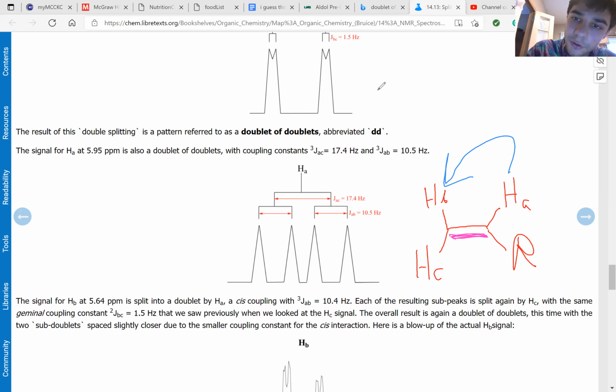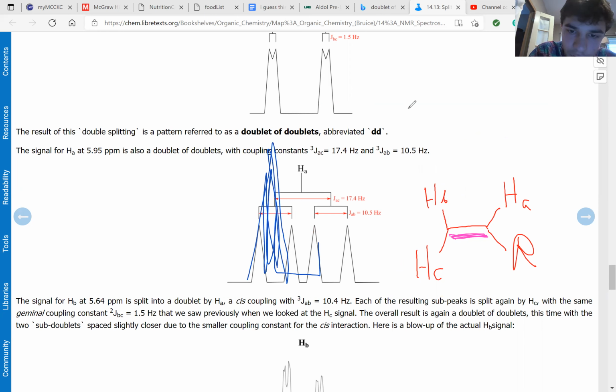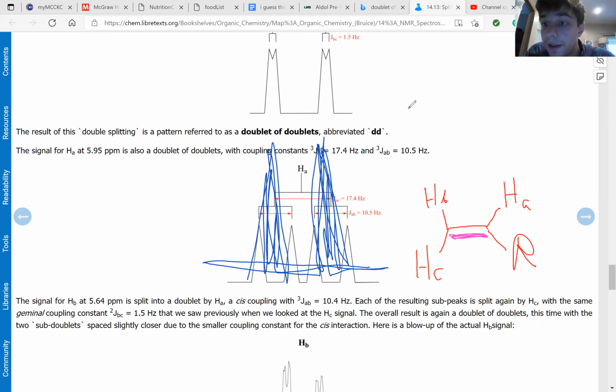So how do we interpret what the data is? Well, what you'll see is one initial splitting, where, let's just say you have one peak and then you have the next peak, right? It's a simple doublet. That's coupling from one hydrogen. Then when you couple with the next hydrogen, imagine that you split that peak into two, kind of down the middle. You have this peak split into two and this peak split into two.